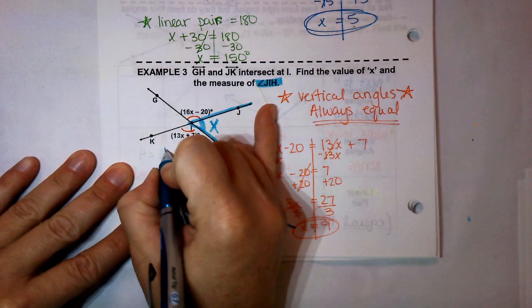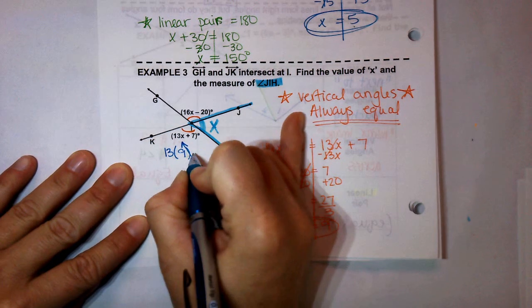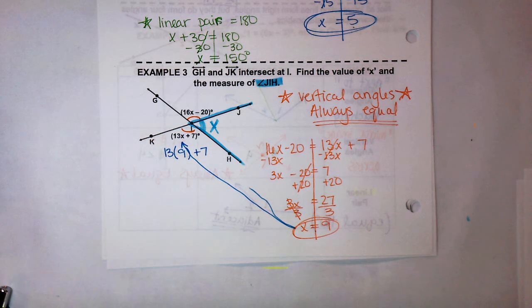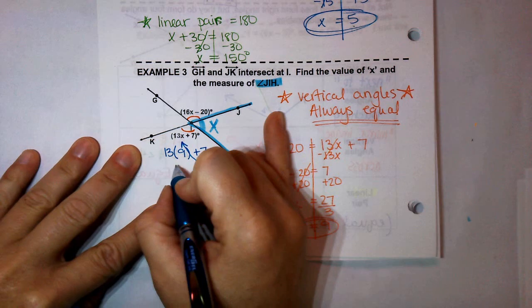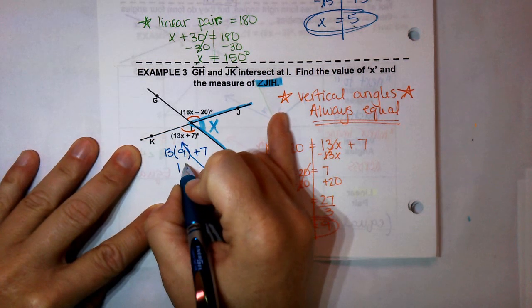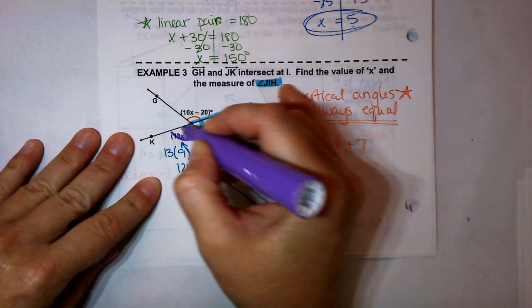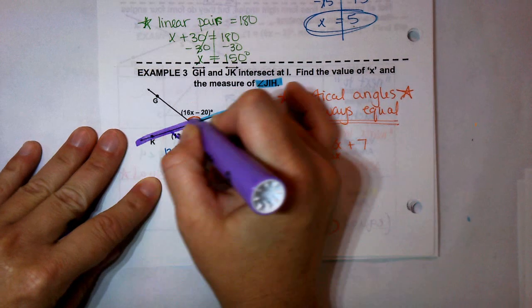So 13 times 9 plus 7. I got 124. Now, what kind of angles does X and 124 make? Yeah, a linear pair. They make a straight line.